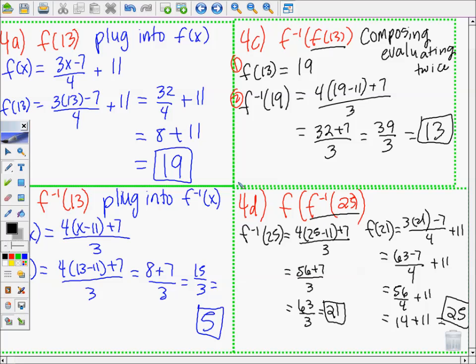So this time I'm going to the original function, which is 3 times 21, minus 7 divided by 4 plus 11. Yes, Dulce.